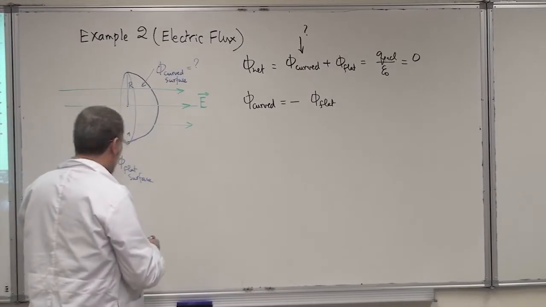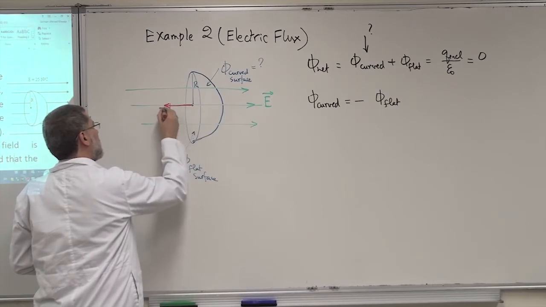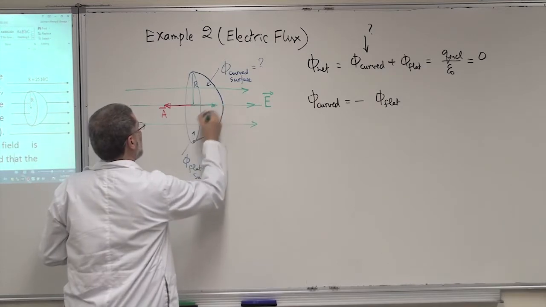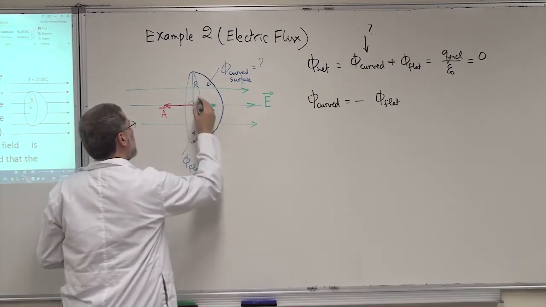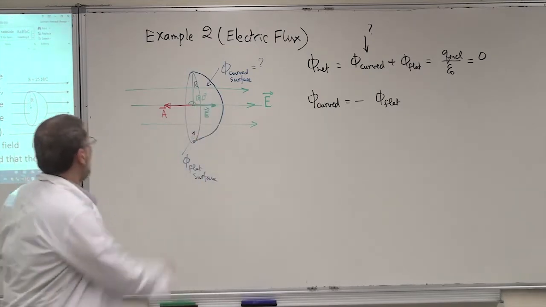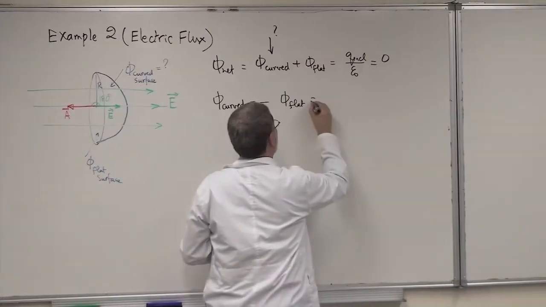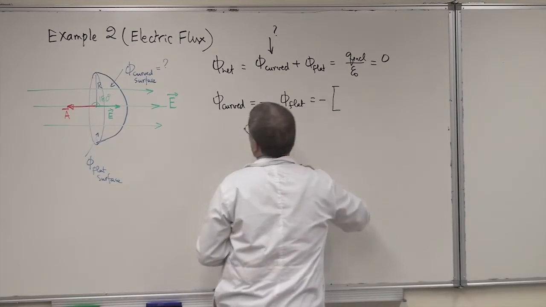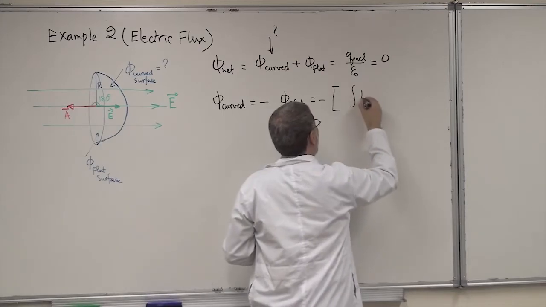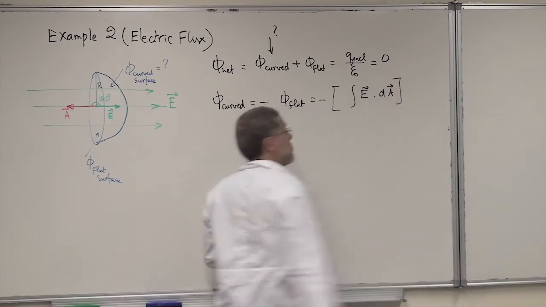For the flux through the flat surface, you have to look at the vector A. The vector A is like this, and the vector E is entering. So E and A, the angle between them is 180 degrees, and E is uniform. The value of E everywhere crossing this surface is constant. So I'm going to put a minus sign outside, and then calculate the flux not using Q over epsilon 0 but the other equation, the integral of E dot dA, because the flux has two equations.